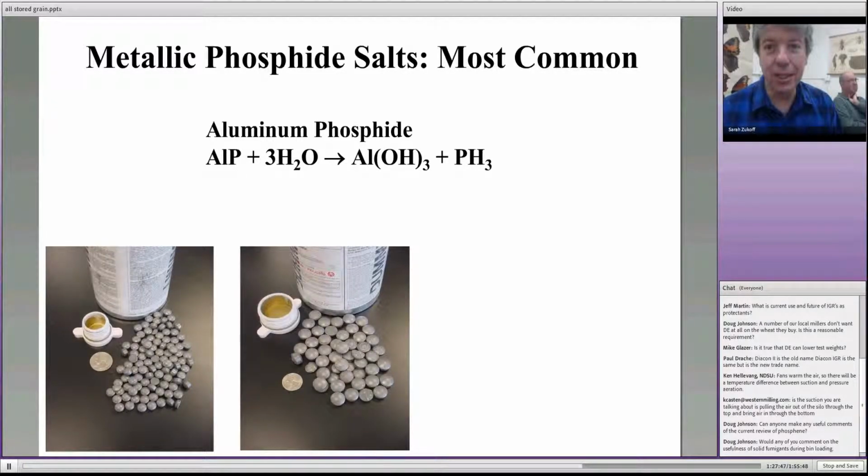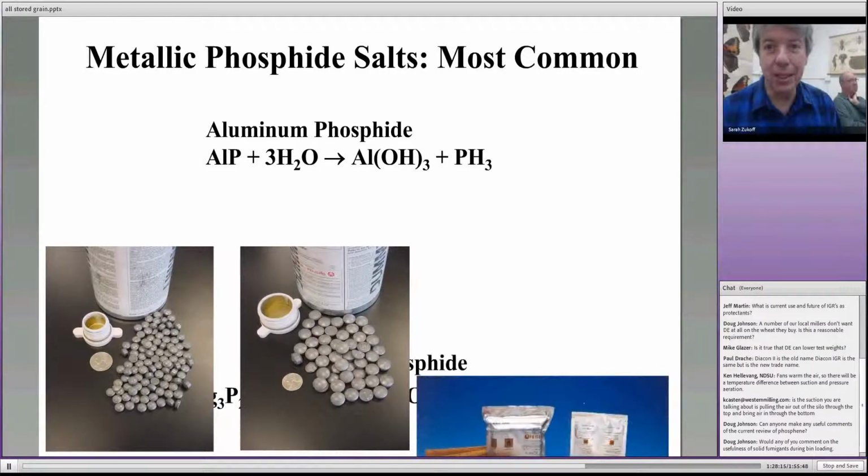You also don't want a real dry environment, so super dry grain on a dry day will not react as well. But you want that reaction with the moisture in the air with aluminum phosphide to yield the stuff on the right-hand side of the arrow. There's aluminum hydroxide we're not too concerned about, but the one we care about is PH3. That's the phosphine gas. So these pills are not the toxin directly, okay? They are generating the gas, and they require those special conditions to generate it.